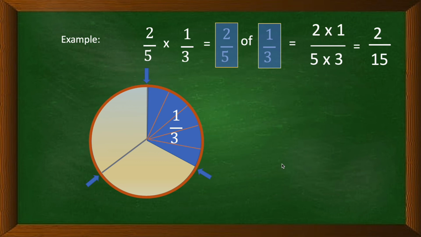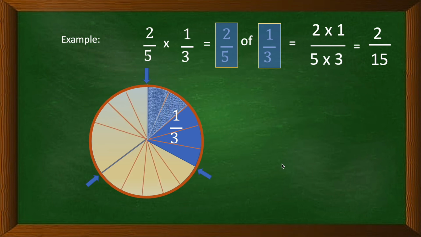Now let's find 2/5 of this 1/3. And how do we find that? We have 5 in the denominator, so we cut this into 5 equal segments. And how do we find the 2/5? Just shade 2 parts of it.